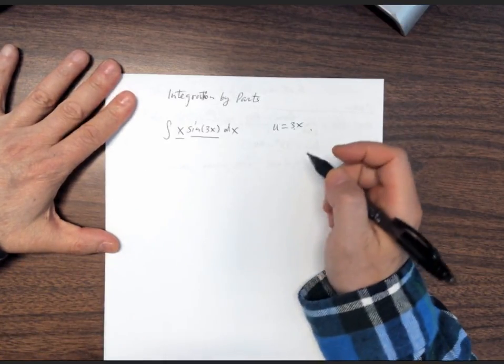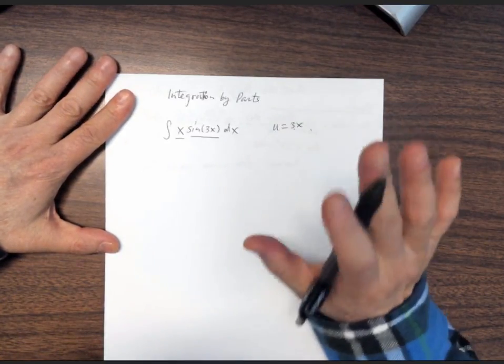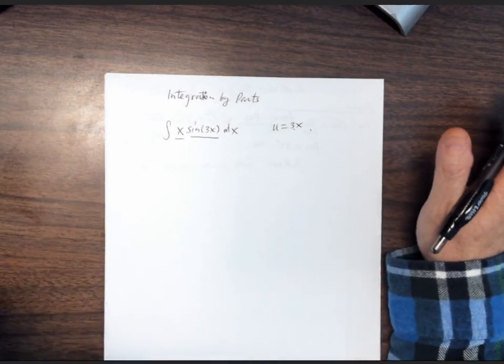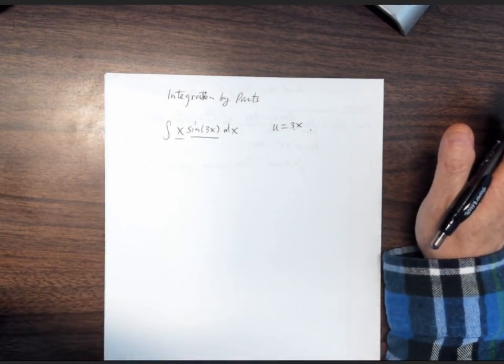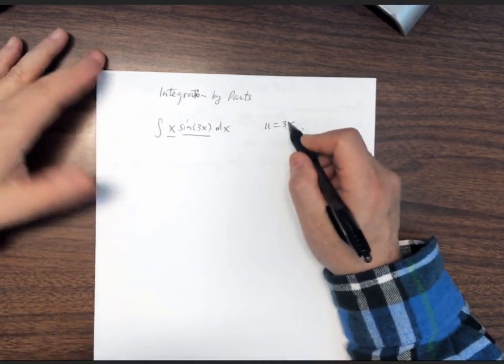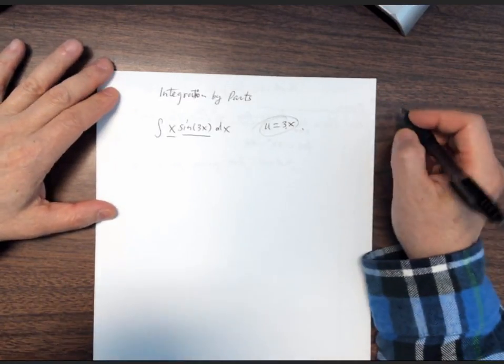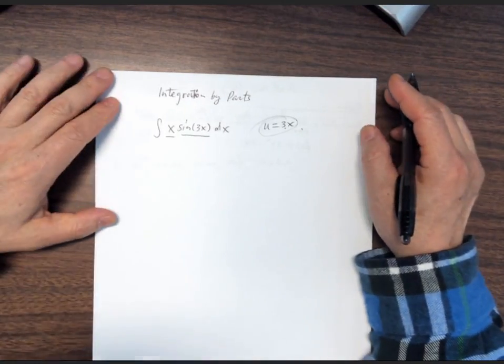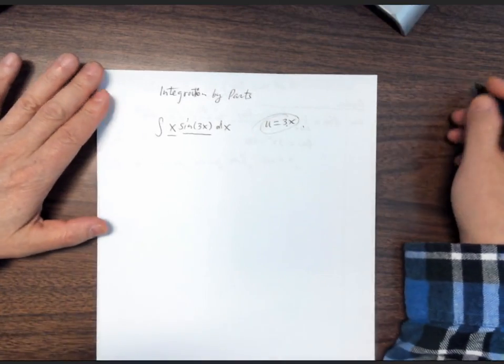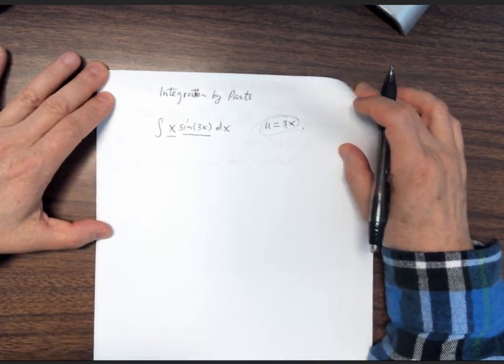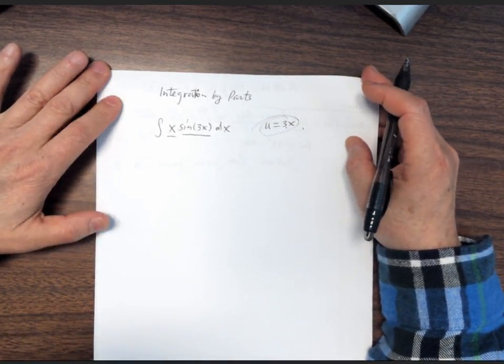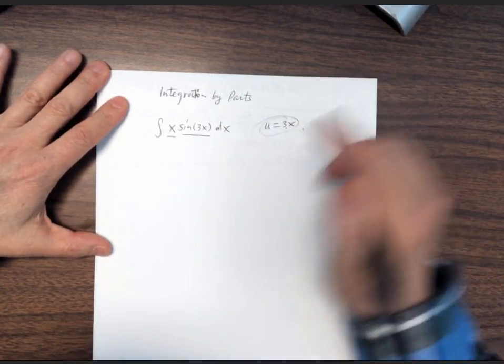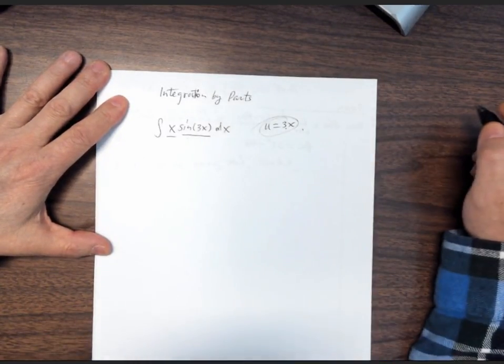So the substitution method doesn't work. As a matter of fact, there's just no substitution that's going to work. There's nothing else you can try. Because of this and other reasons, we want to know other ways that we can use to evaluate integrals like this.